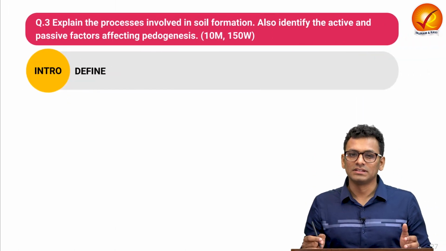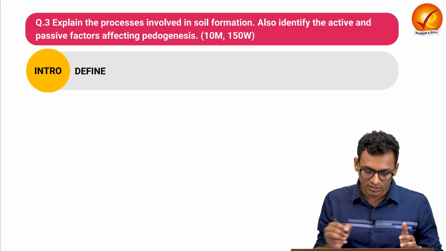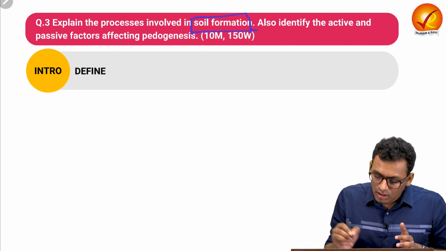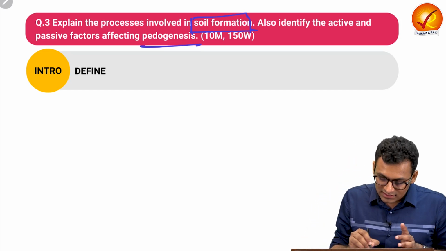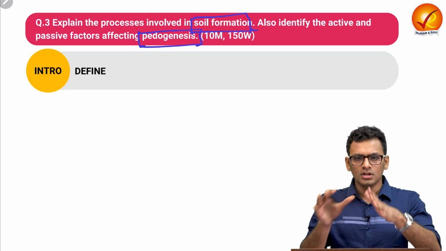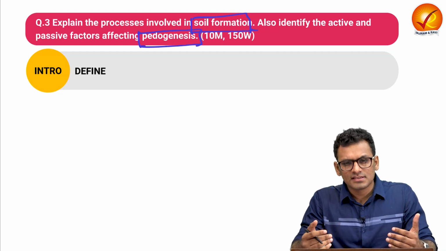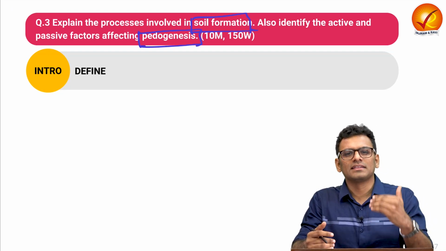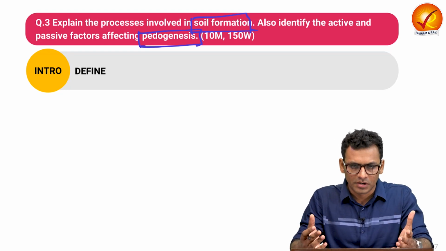Let's read question number 3 together. Explain the processes involved in soil formation. Also identify the active and passive factors affecting pedogenesis. Now, this question is basically about pedogenesis, which refers to soil formation. While understanding the structure of the answer, firstly in the introduction, you can start by expanding on what exactly soil formation, as in pedogenesis, is.